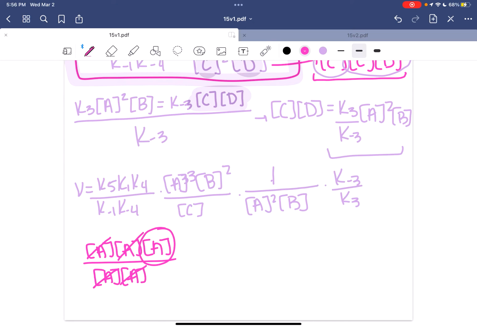And then we can do something very similar for the B's. B squared is the same as B times B, and it's over just a single B. So only one is going to cancel out on the top and the bottom. So we're going to be left with A times B on the top.